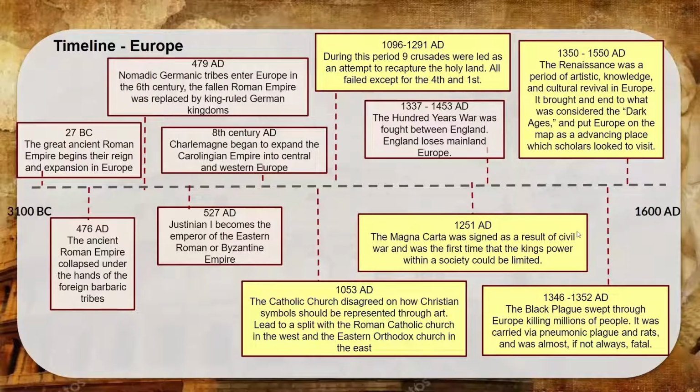From 1346 to 1352 AD, the devastating Black Plague swept through Europe, killing millions of people. It was carried via the pneumonic plague and rats, and was almost, if not always, fatal.